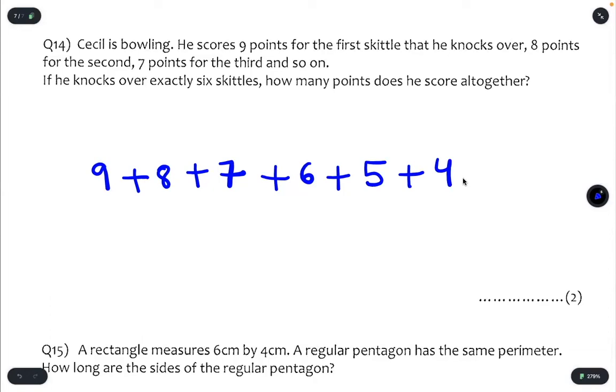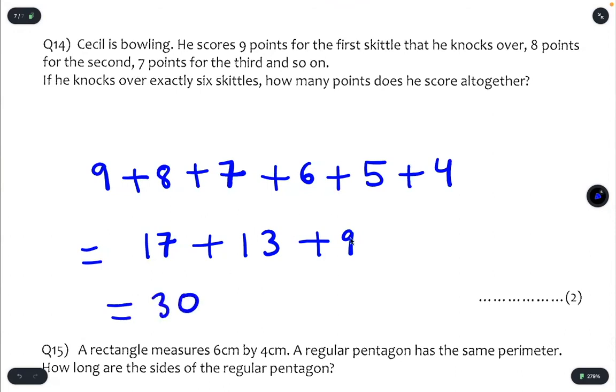Now we just need to add these. So 9 add 8 is 17. We can say 7 add 6 is 13. We can say 5 add 4 is 9. Just simplifying this a little. So 17 add 13, we can say equals 30. And then we've got to add the 9. So we've got 39 in total. And the unit is points because it says how many points does he score? So 39 points in total.